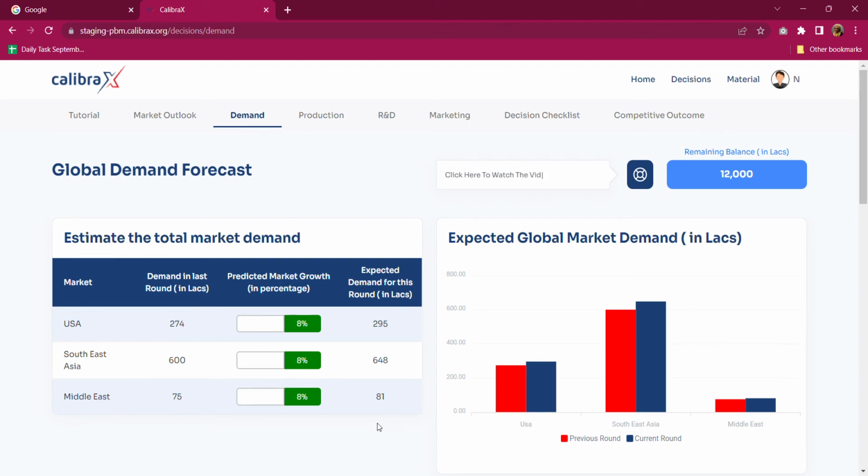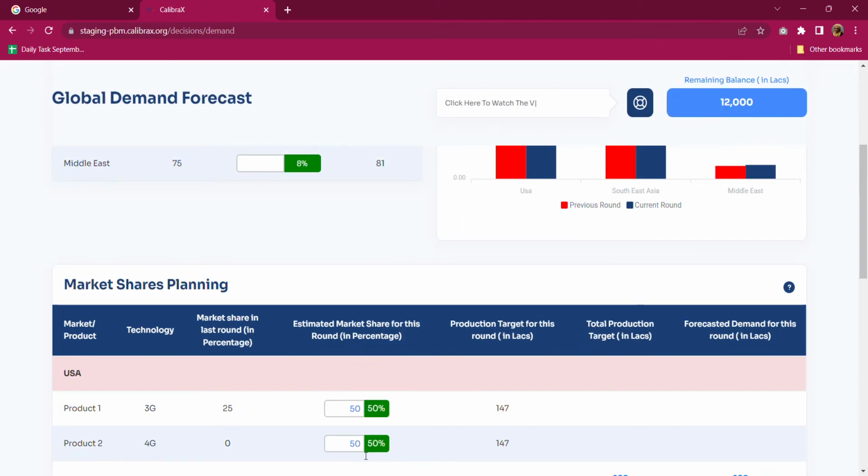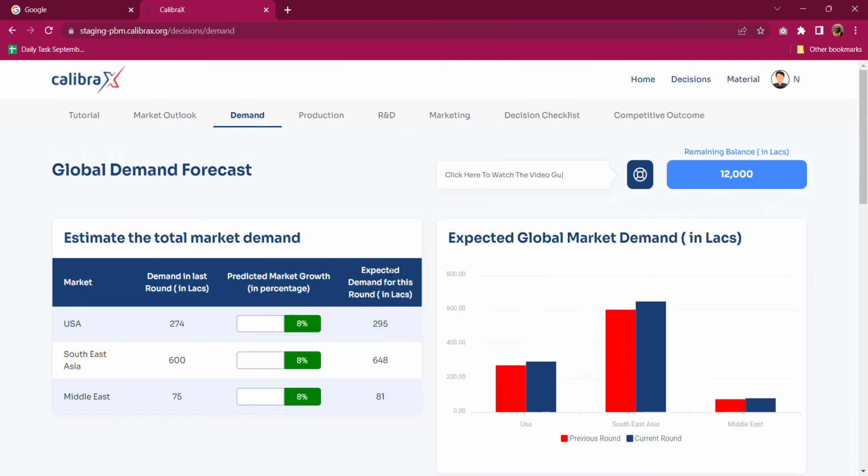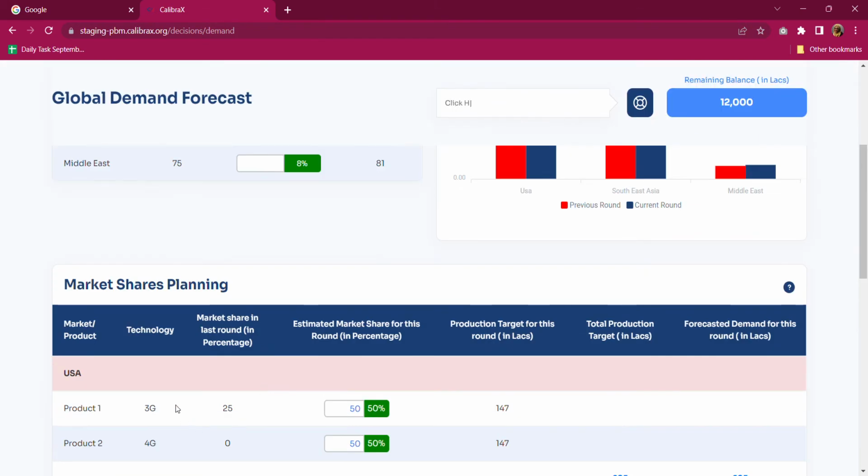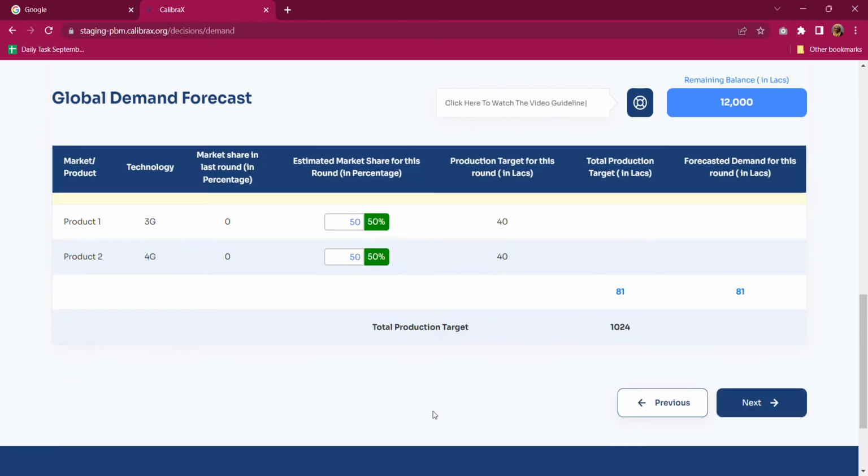And why are we doing 50% for 3G and 4G? Because this 295 demand is for all the technology. Currently we have two technologies, 3G and 4G, so we are dividing it 50%. After estimating all the market share, your total production target will be shown, which is 1024 lakhs. After that we are going to proceed to the next module.